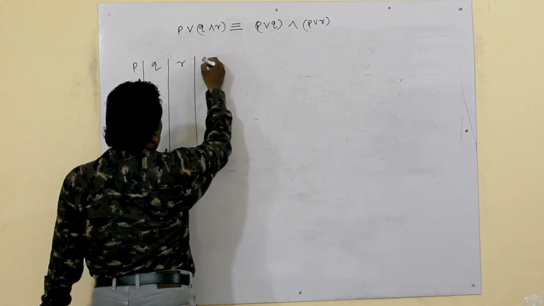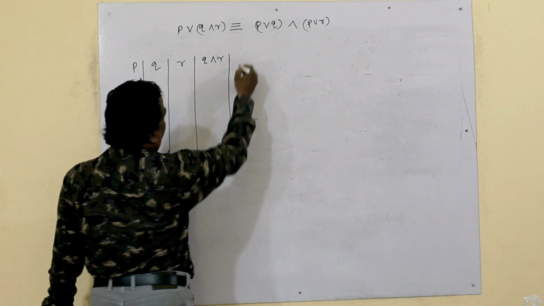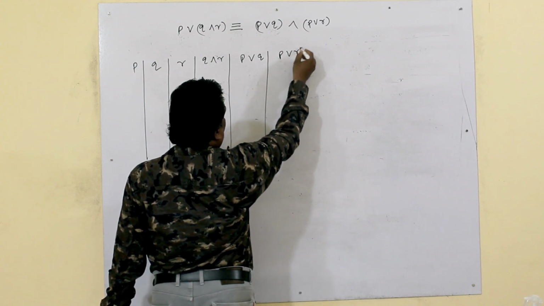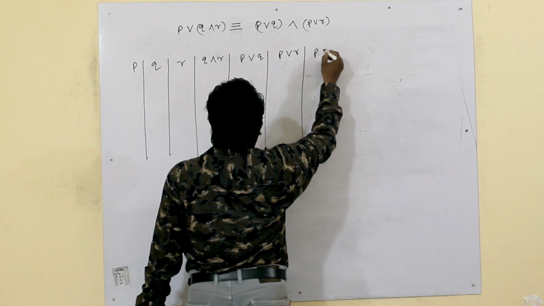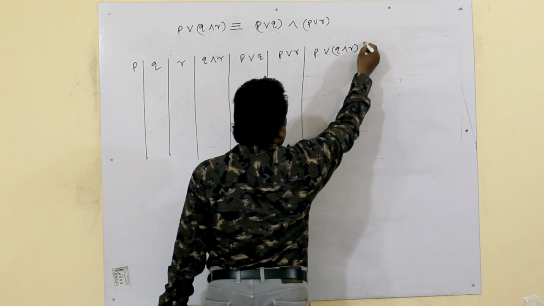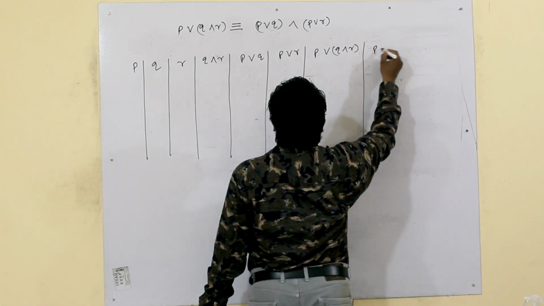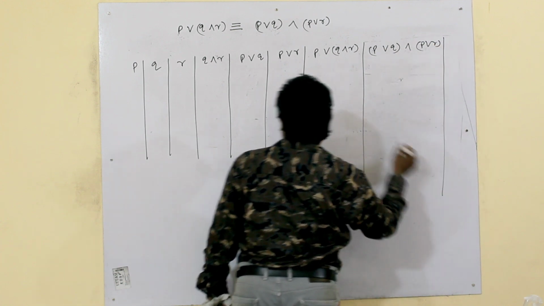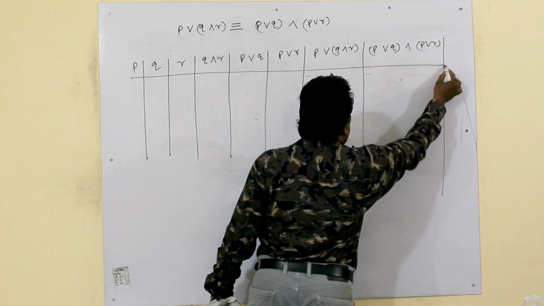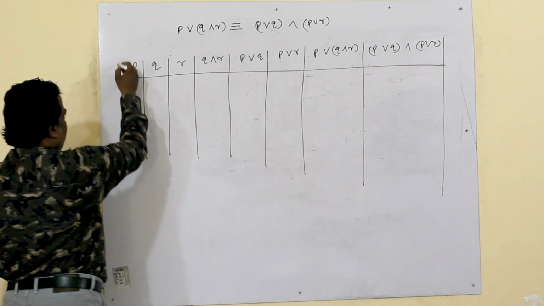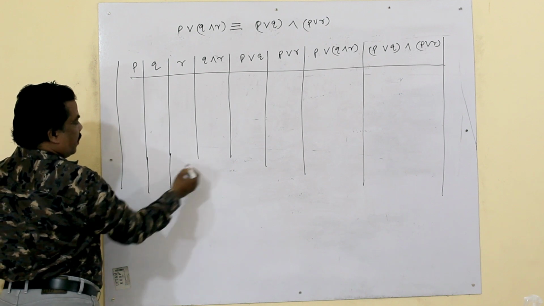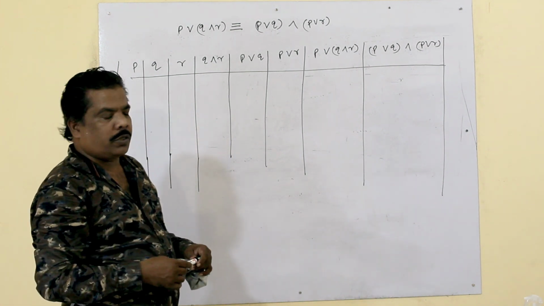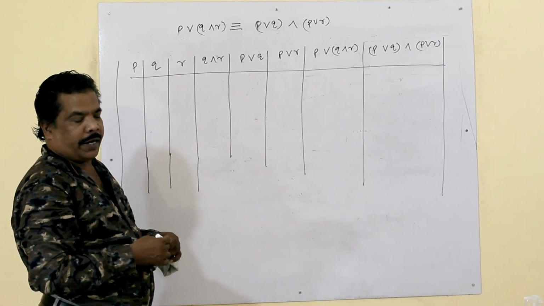Next, the compound statements: Q and R, P or Q, and P or R. Again, P or (Q and R), and (P or Q) and (P or R). According to the question, we construct a table by taking the prime components. One statement has two values, two statements have four values, and three statements have 8 values.